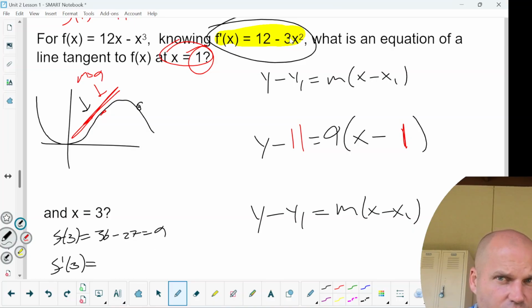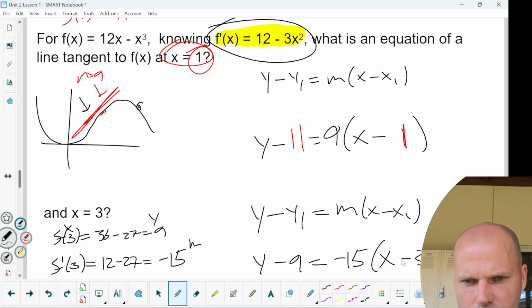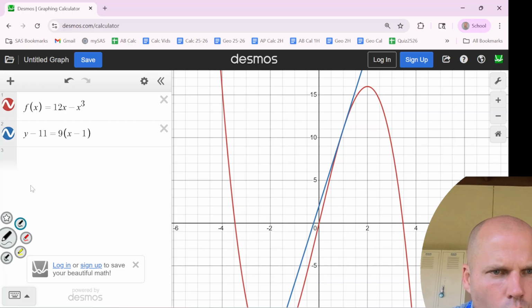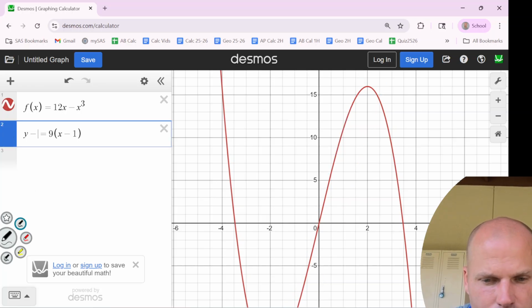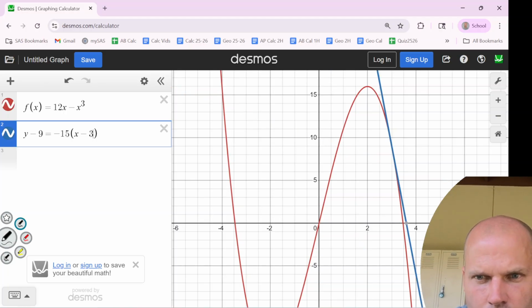Well, I'm going to plug in 3 into this. I got 12 minus 27. Happens to be 27 just because, like, 3 times 3 times 3 and 3 times 3. But this is minus 15. Ooh, okay, so I think that I have this x, this y, and this m. I got y minus 9 equals negative 15, x minus 3.